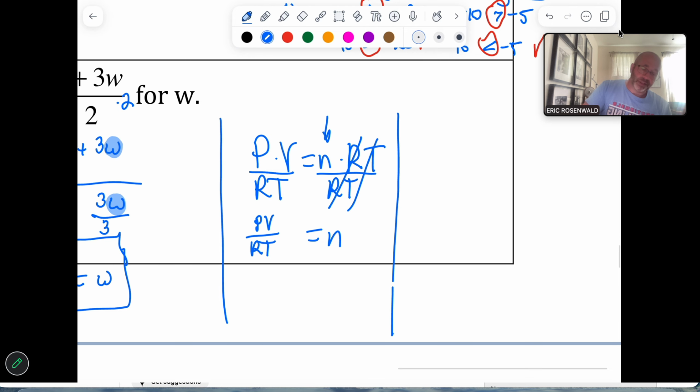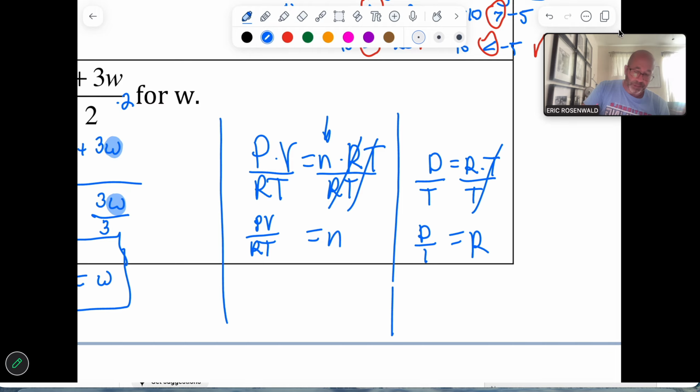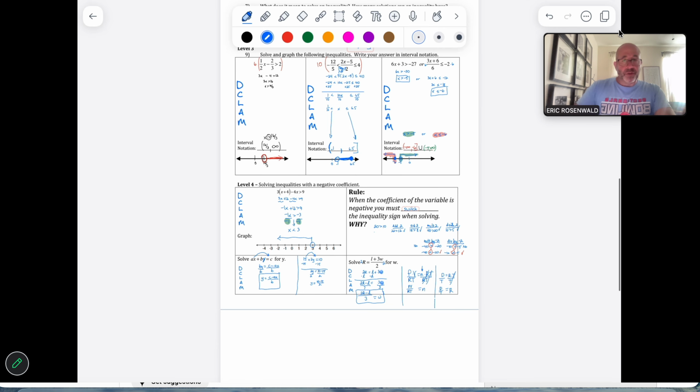And we use this all over the place. Like if I have distance equals rate times time, and I wanted to get rate by itself, I divide by time. These will go away. We have R is equal to D over T. That's it. So that concludes the notes over section 3.